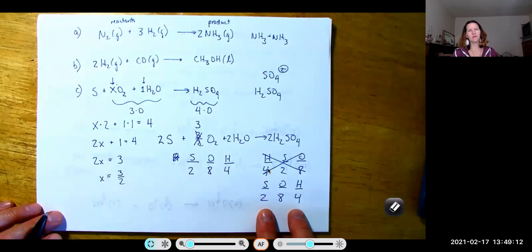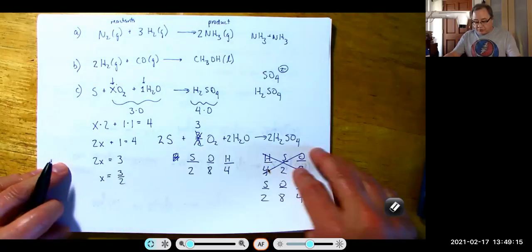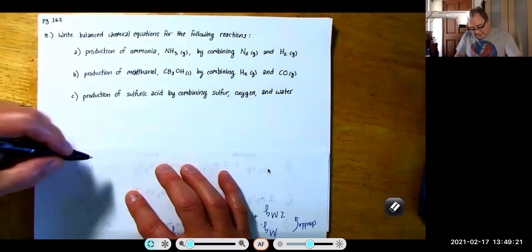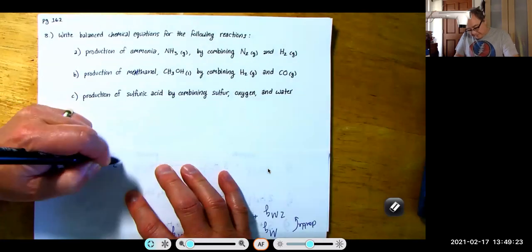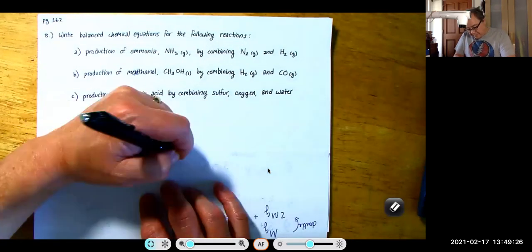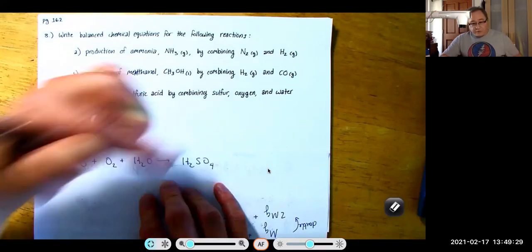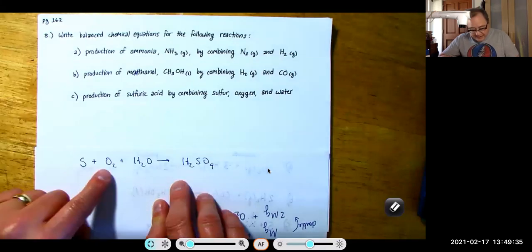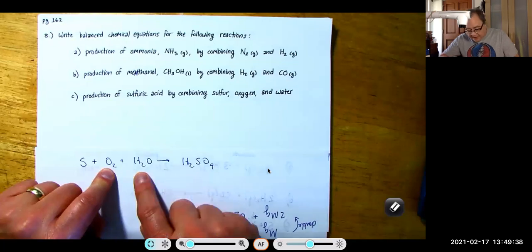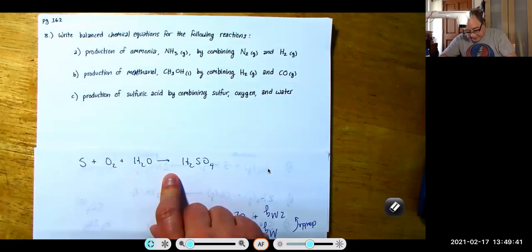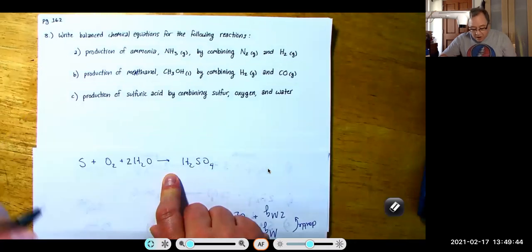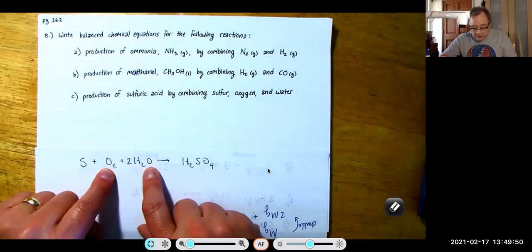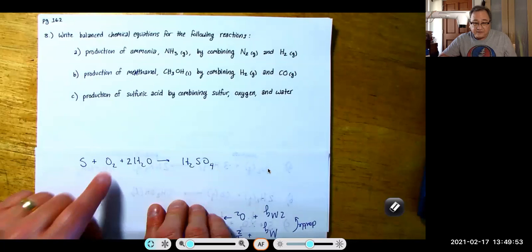Okay. Now, we could do this one by brute force. So here's the brute force method. Okay, so the brute force says, okay, that's 2, that's 2, that's 1, that's 1. That's 4 or 2, and that's 1. So you start off with something like this. I'm going to put a 2 there. Why a 2 there? Because I got 2 oxygens there and 1 there, 2 there for 4, which matches the 4 over there. Okay?